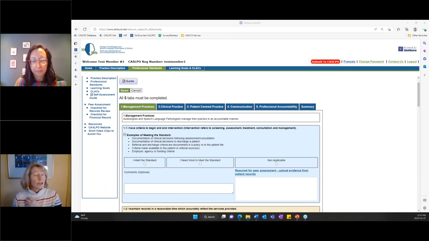I'm trying to think, maybe there's very strict admission criteria, in which case, if it didn't fit the admission criteria, they wouldn't be seen at your place. But more the discharge probably, like what are your criteria, and maybe you provide something regarding discharge, why you've discharged a certain patient.